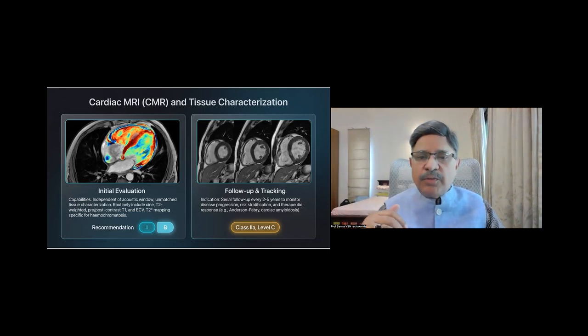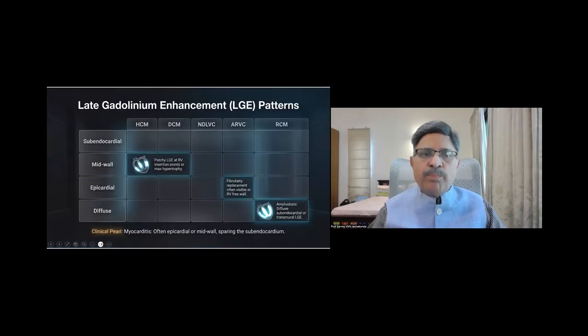Indications: serial follow-up every 2 to 5 years to monitor disease progression, risk stratification, and therapeutic response, particularly in Anderson-Fabry disease or cardiac amyloidosis. Level 2A, level C. Now, the most important thing is LGE. What is LGE? Late gadolinium enhancement.